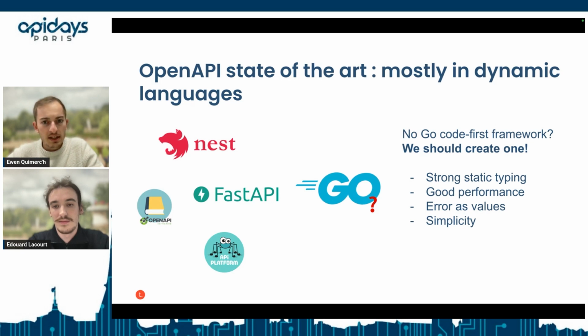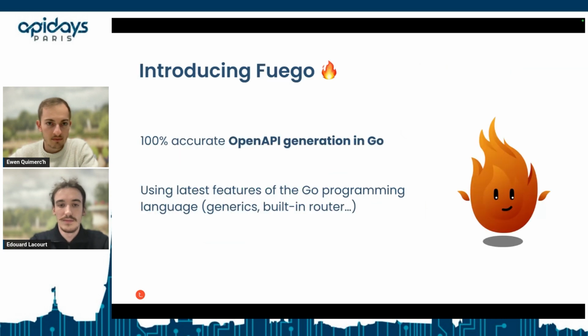But we have all three advantages while keeping simplicity, because if you use heavy frameworks in some languages like Rust or Java, okay, we have the strong static typing, but it can be really complex to use. We'll see that Fuego is really simple, like the dynamic languages. So yeah, as you guessed, we made Fuego, which is a 100% accurate OpenAPI generator for Go.